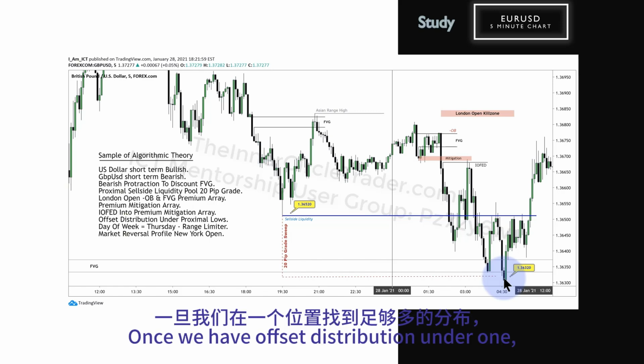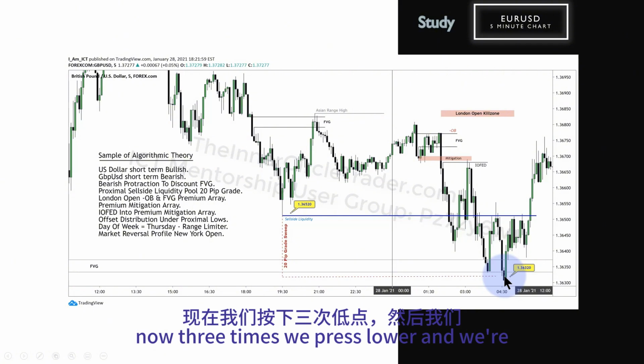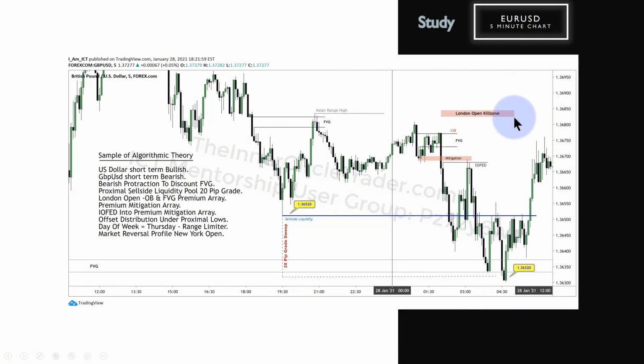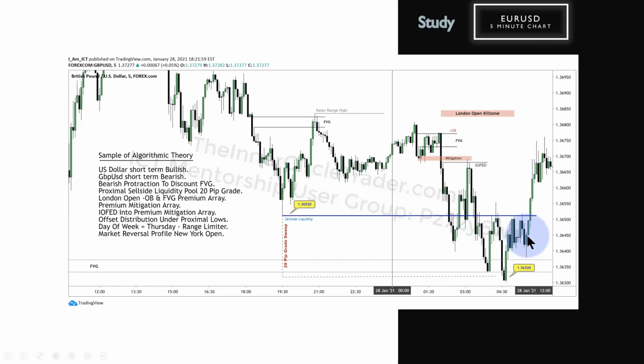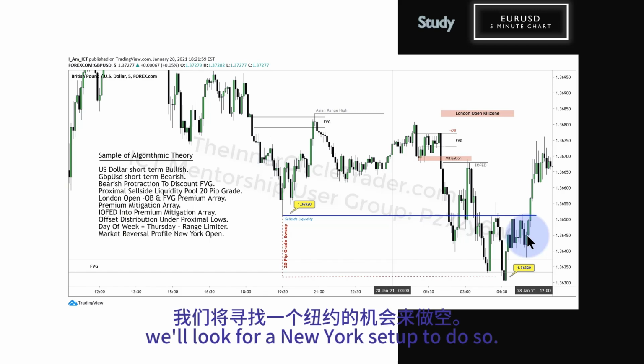Once we have offset distribution under 1, 2, now 3 times we press lower, and we're ending, see what's happening here? We're ending London open. So we're anticipating the market going into consolidation. If it is likely to go lower, we'll look for a New York setup to do so.